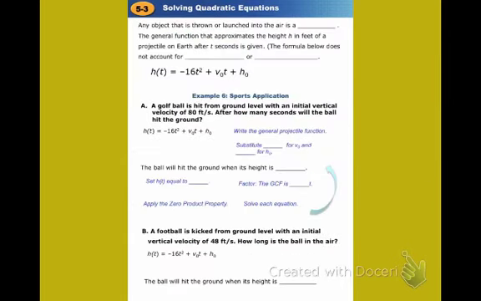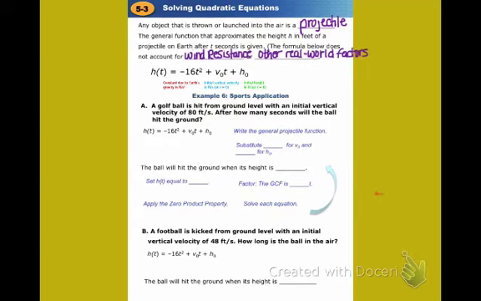All right, so we have reached our final learning goal, and this was the one where we were going to see if we could find some information about a projectile like a ball. So any object that is thrown or launched into the air is a projectile. Now the general function that approximates the height in feet of a projectile on Earth after t seconds is given. The formula below does not account for wind resistance or other real-world factors, though, but let's take a look at it.